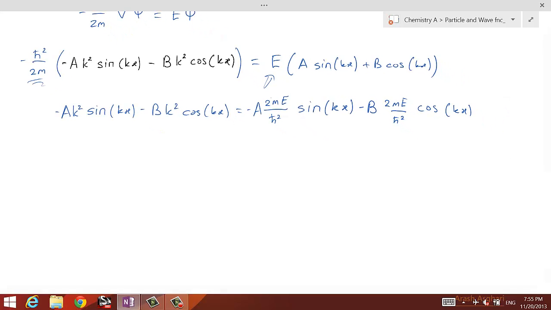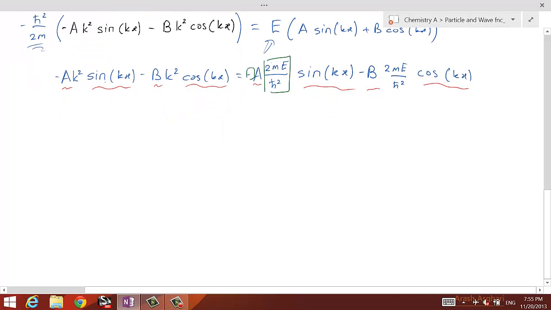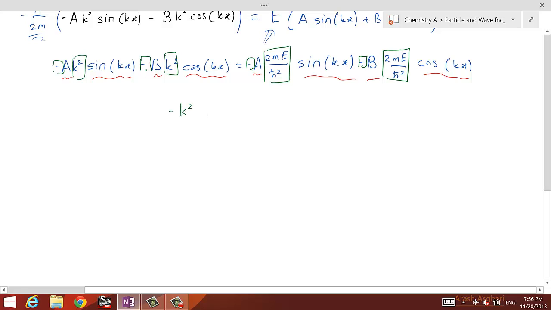Now both sides of this equation must be equal, right? So you see something, right? A here, A, sine here, cosine here, B here. Now you get this, and of course the minus in front. Now you see that minus k square is completely equal to the minus 2me over h bar square, right? I take the minus out. K square is 2me over h bar square. K is now equal to the square root of 2me over h bar square.